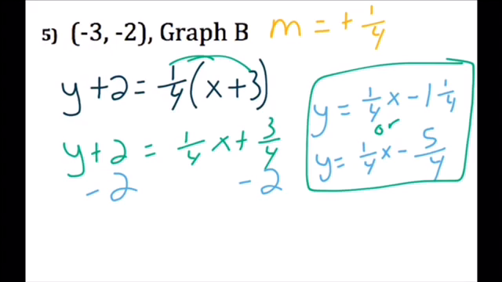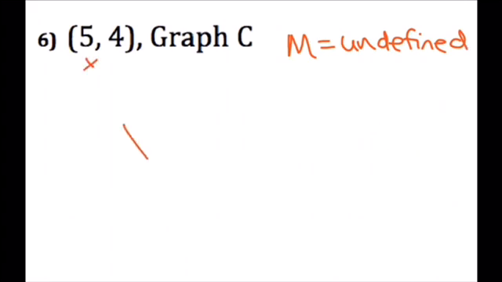All right, last problem, number 6. The point is 5, 4, and we're going to write the equation of the line that is perpendicular to graph C. All right, the slope in graph C is 0. So the slope of a line that's perpendicular to a horizontal line is the slope of a vertical line, and we know that the slope of a vertical line is undefined. Now, there's only one way to write the equation of a vertical line, and that's x equals. So up here I look at my x value and I see it's 5, so it's x equals 5.